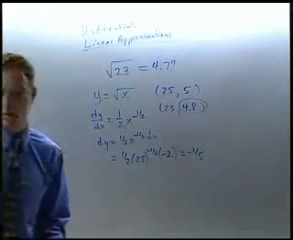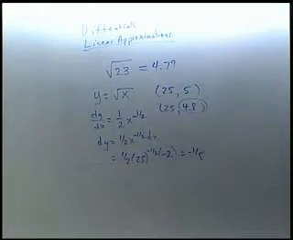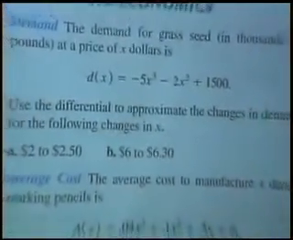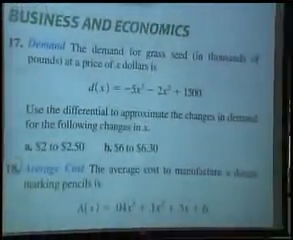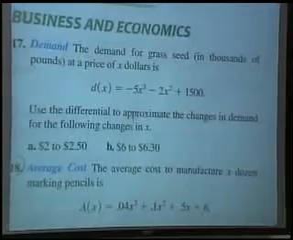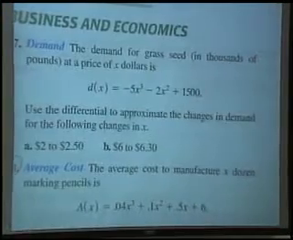Here's another type of problem. I'll put it up here on the overhead. Okay, this number 17 right here. It says the demand for grass seed in thousands of pounds at a price of X dollars is given by this equation.